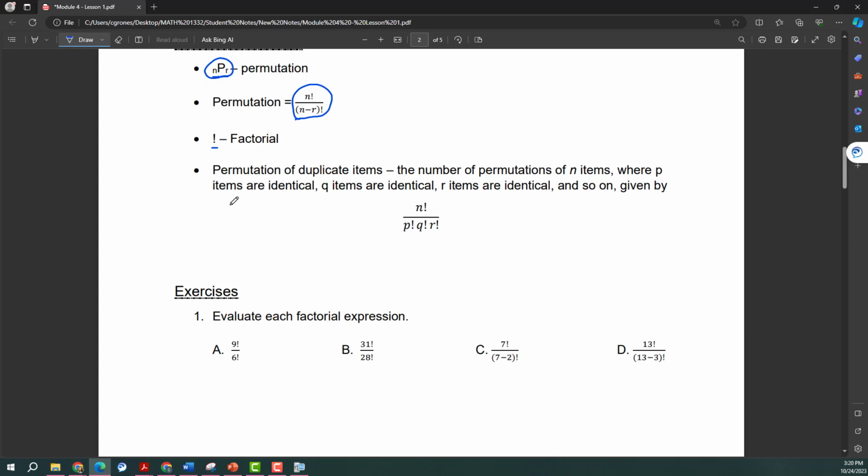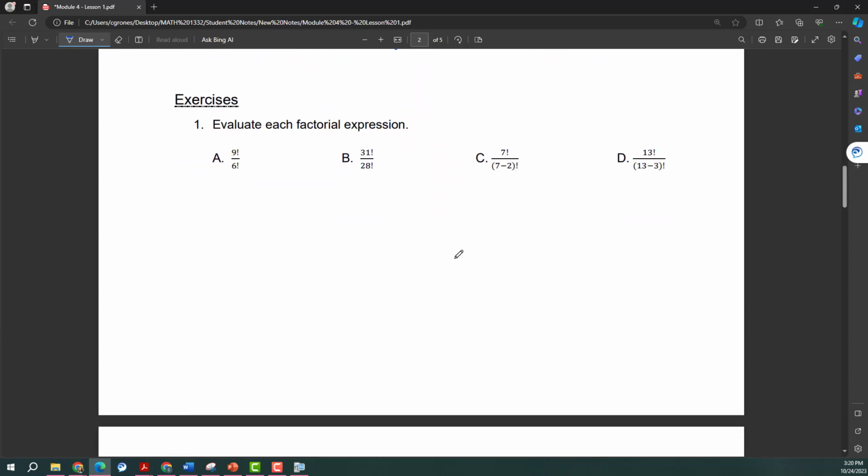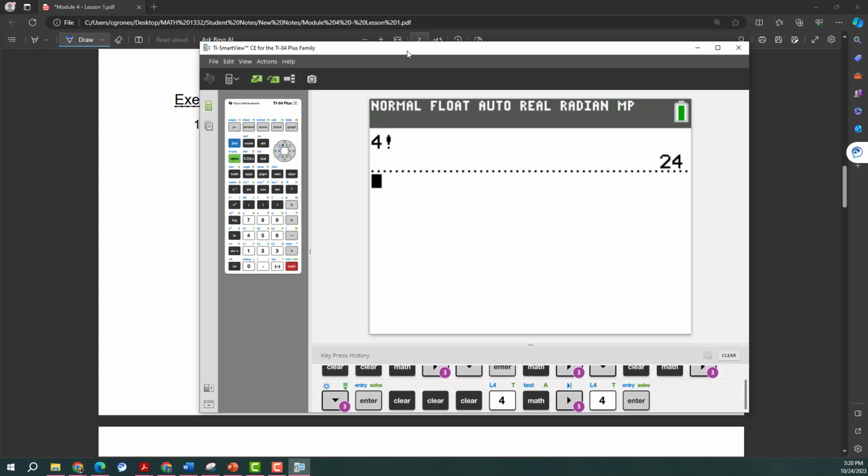Then we have this formula right here that we will use at the end of this part. It says the permutation of duplicate items, the number of permutations of n items where there are items that are identical, and they name them with P, Q, and R, and so on. And so we'll use this formula. So the first exercise, we're just going to be evaluating each factorial expression.